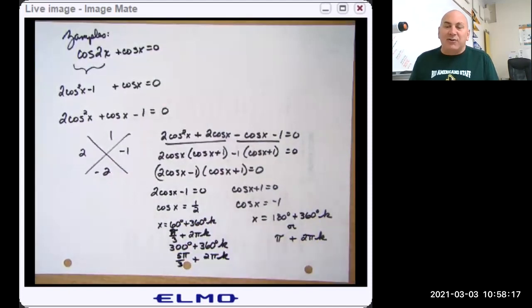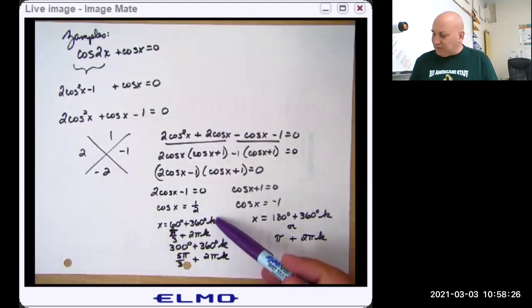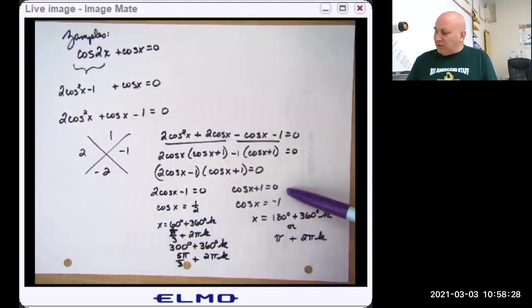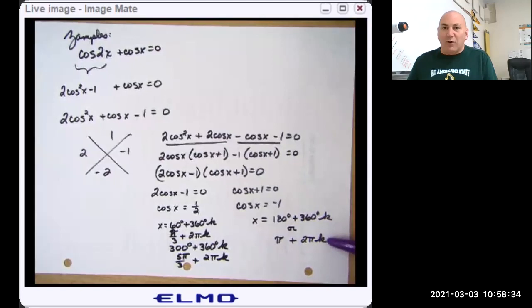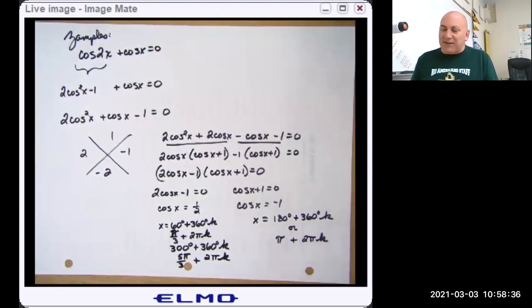Do not mix degrees and radians. Don't say 60 degrees plus 2 pi k. We don't mix degrees and radians. Degrees get degrees, radians get radians. Then over here, cosine x is -1. We can write the answer in either degrees or radians. So here are all possible answers in both degrees and radians that will satisfy this equation.